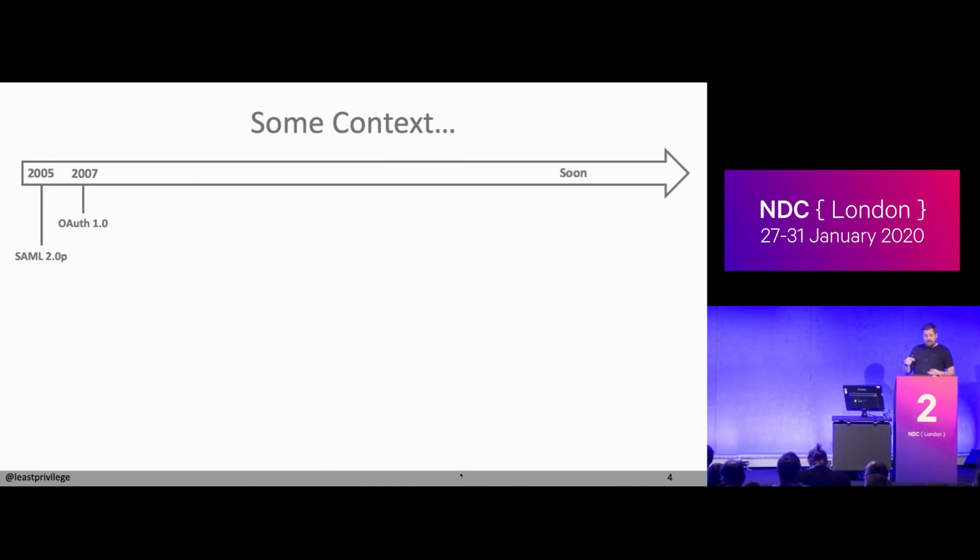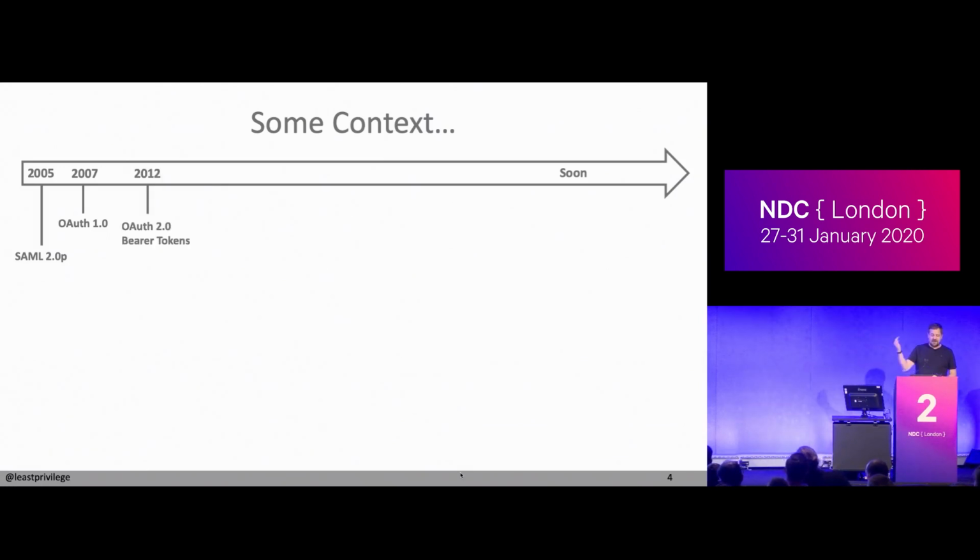Then the first protocol that actually took on this problem was called OAuth 1.0. Again, that's a long time ago. It made some assumptions that are probably not true anymore today. It involved some pretty heavy crypto. It was very complicated to use for many people.